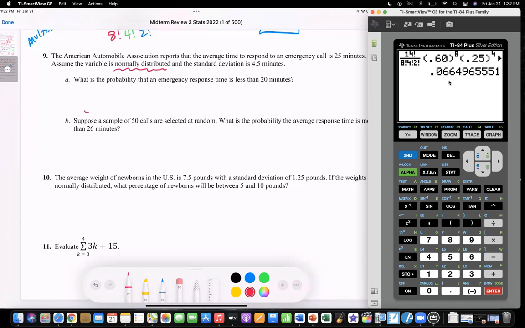Since I have a normal distribution, let me sketch this out. Always sketch it. The average here is 25 minutes. That goes in the middle. If I want less than 20 minutes, 20 is going to go on the left, right? So less than 25, 20 is over here, and we want less than that, so I want this region here.